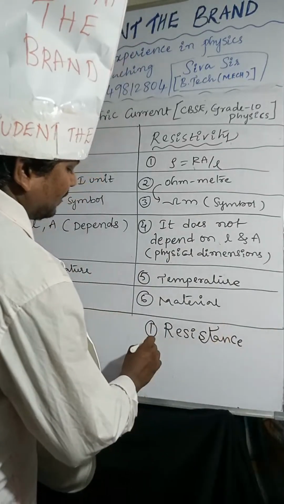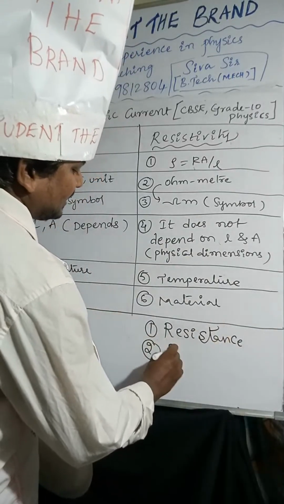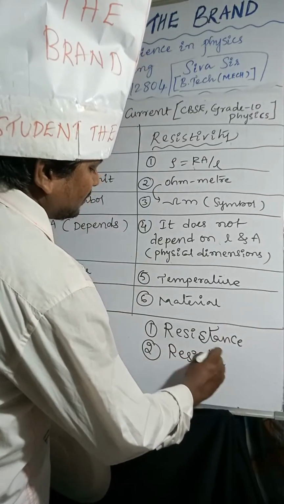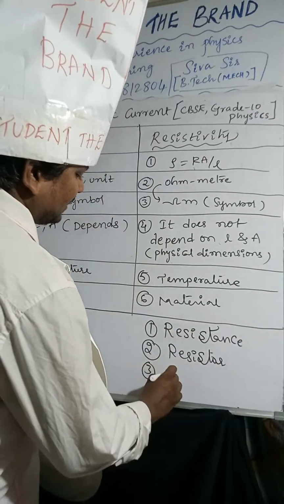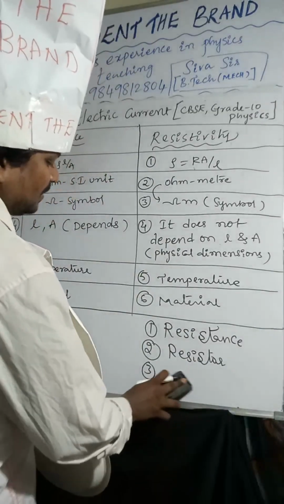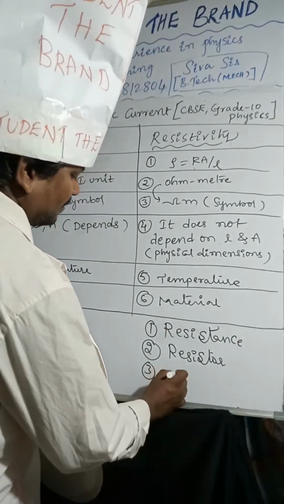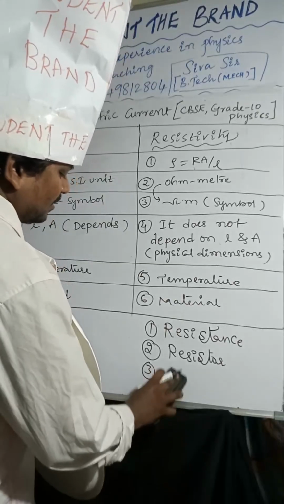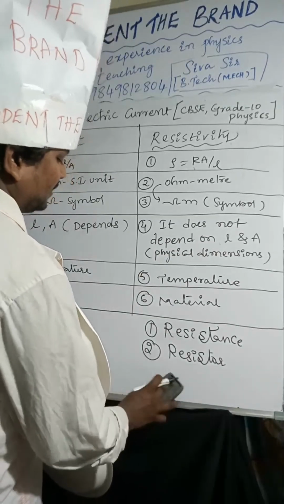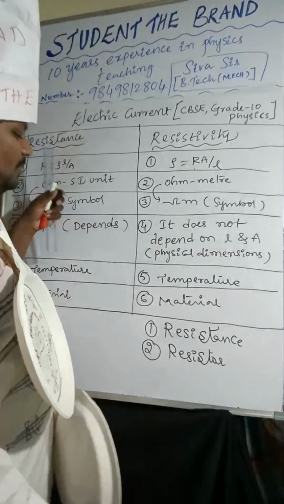Resistance is the phenomena of opposing the electric current. A resistor is the device which is used to oppose electric current. And the third one, the SI unit of resistance is ohm. The symbol I am taking here is ohm. Until this, I will discuss these two points. Anyway, the remaining points I have written here. I placed all the points.